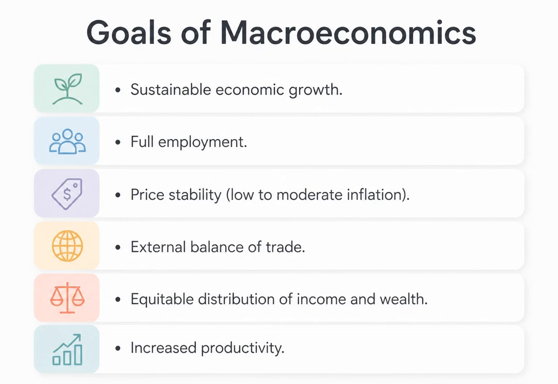When governments look at the macroeconomy, they generally have a few primary goals in mind. They want sustainable economic growth that does not ruin the environment. They aim for full employment, where anyone willing to work can find a job. They also strive for price stability, which does not mean zero inflation, but rather a steady, low to moderate inflation rate, along with a fair distribution of wealth.